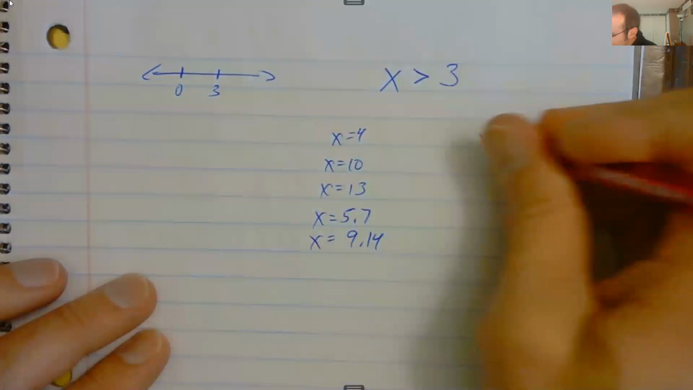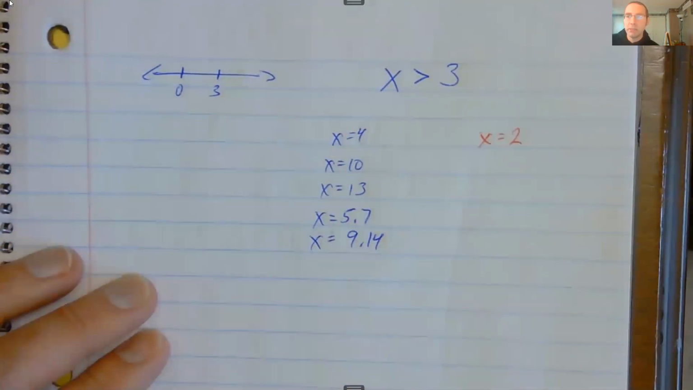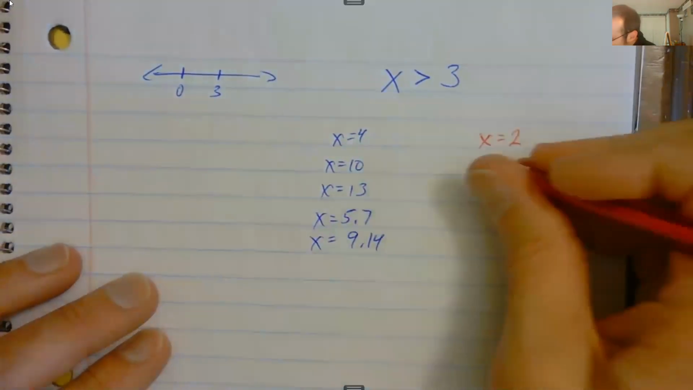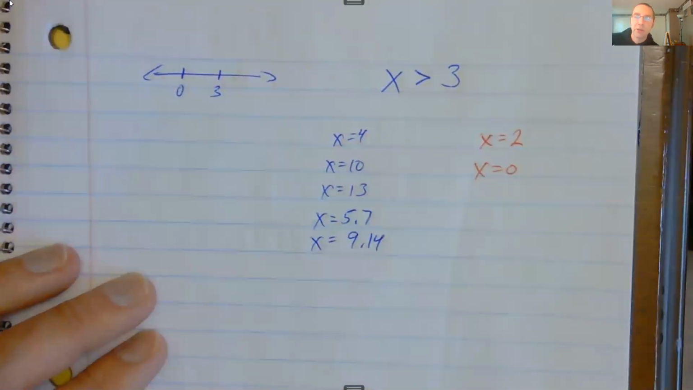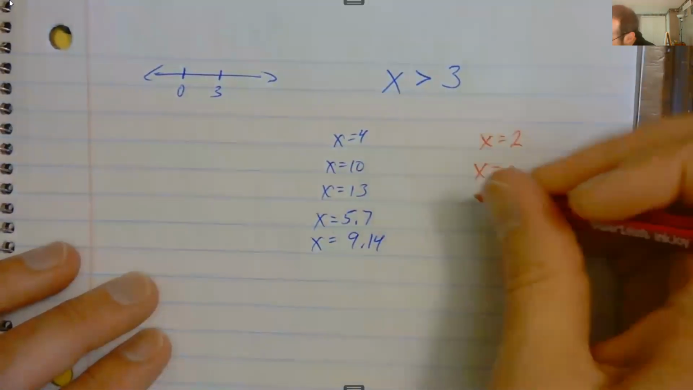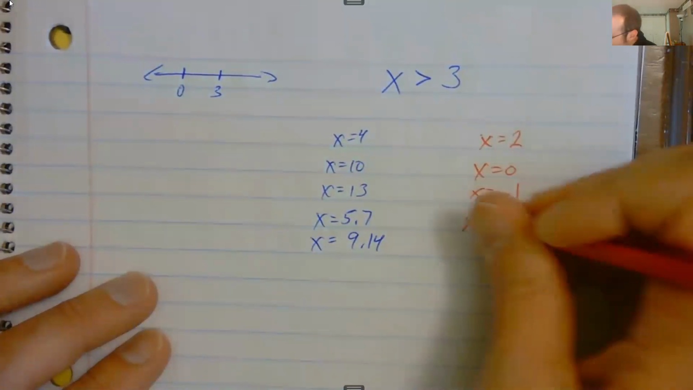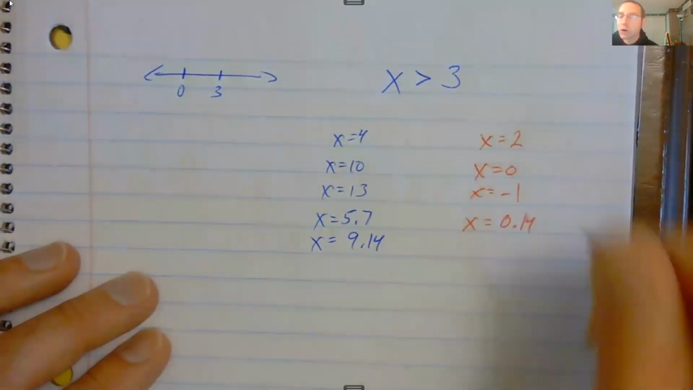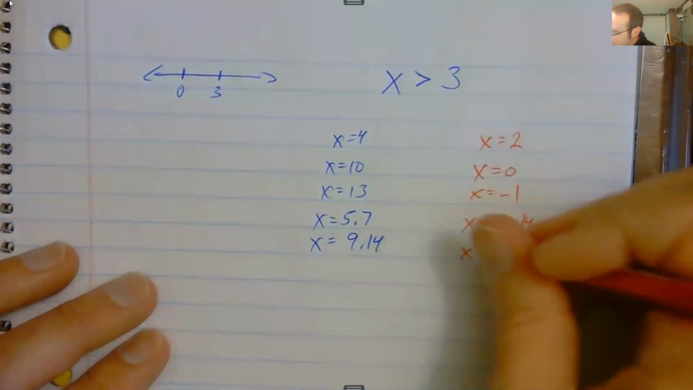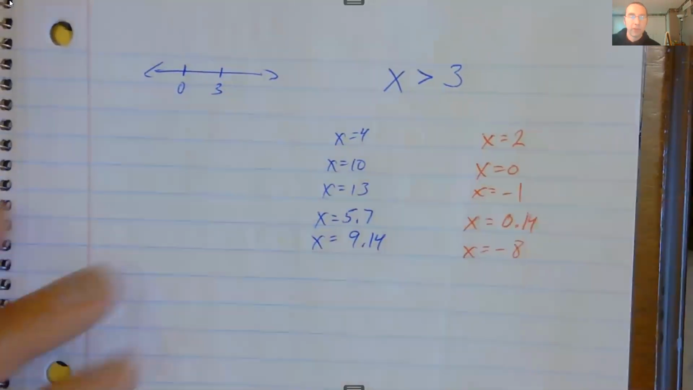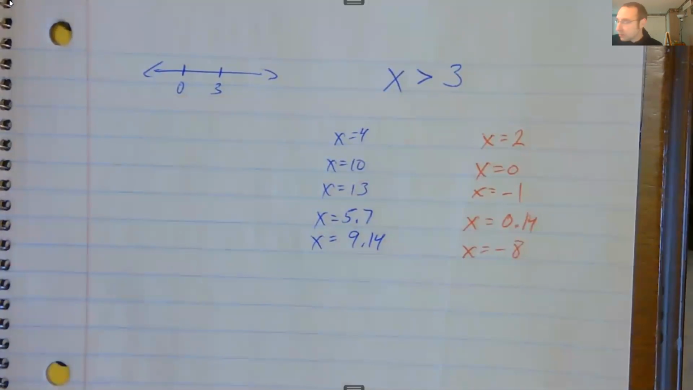How about when x is 2? Is 2 greater than 3? No, that's a false statement. X equals 0. 0 greater than 3? No, false statement. X equals -1. Again, a false statement. X equals 0.14. Nope, false statement. X equals -8. False statement.